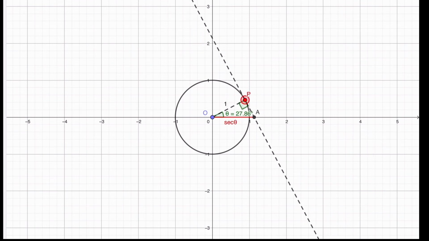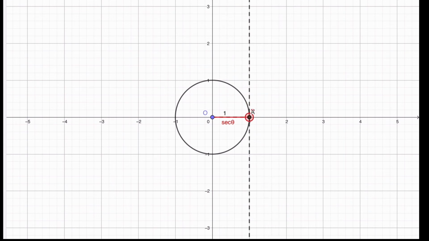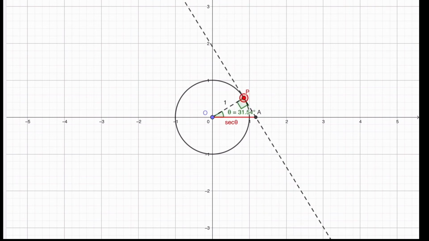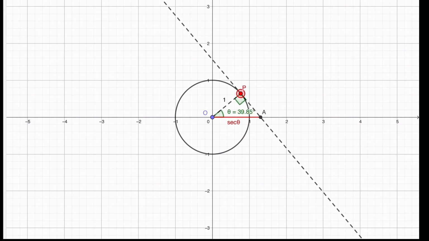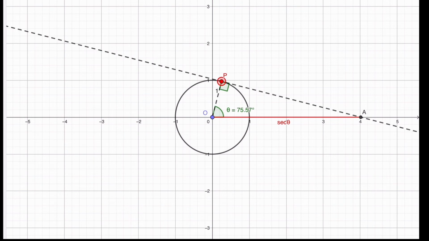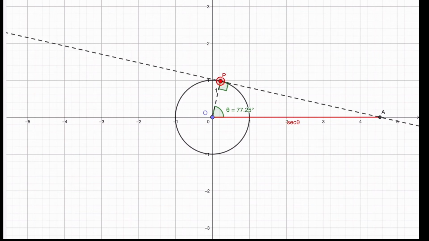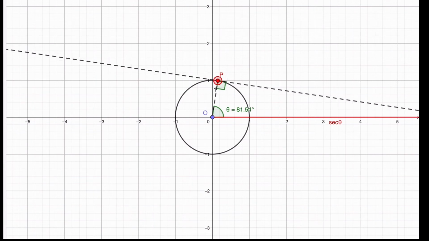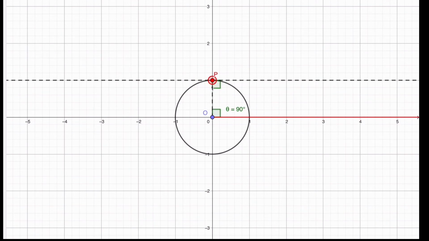As P point moves, if theta becomes 0, secant theta is 1. And in the first quadrant, secant theta is positive. OA is the secant theta value. As theta increases in the first quadrant, secant theta increases from 1 to infinity. For an angle which is less than 90, secant theta is a very big answer. So, we denote it as infinity, and for 90 degrees, secant theta is not defined.